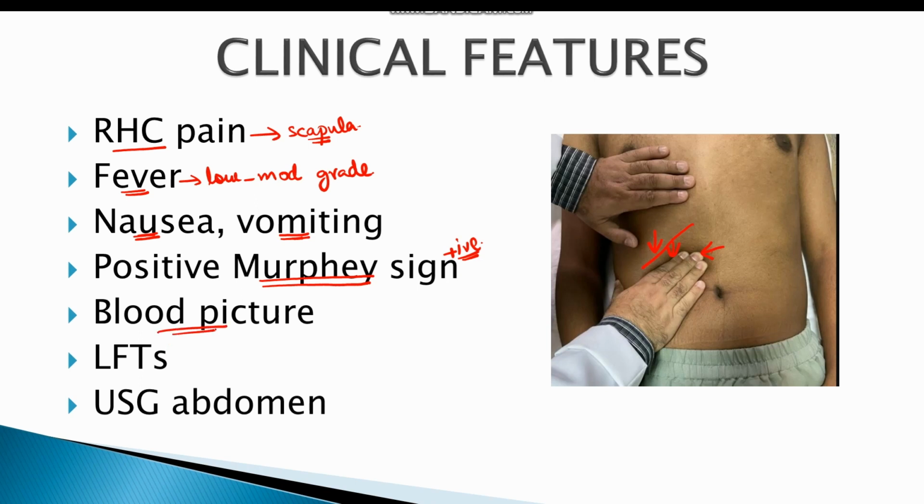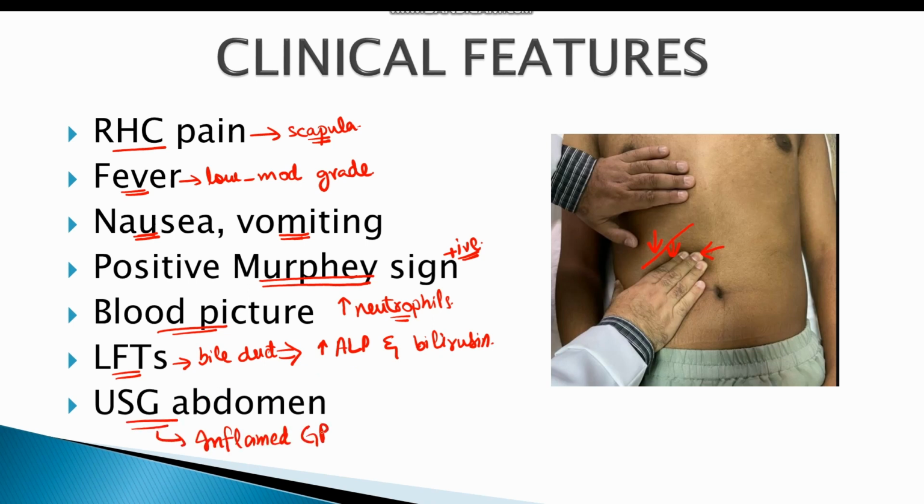The blood picture reveals leukocytosis and particularly increased quantity of neutrophils, which indicate acute inflammation. Moreover, LFTs are normally not elevated, but if the gallstone distends down and blocks the bile duct, there is an elevation of ALP and serum bilirubin levels. The ultrasound abdomen reveals inflamed gallbladder, and it is also helpful in determining gallstones and sludge present inside the gallbladder.